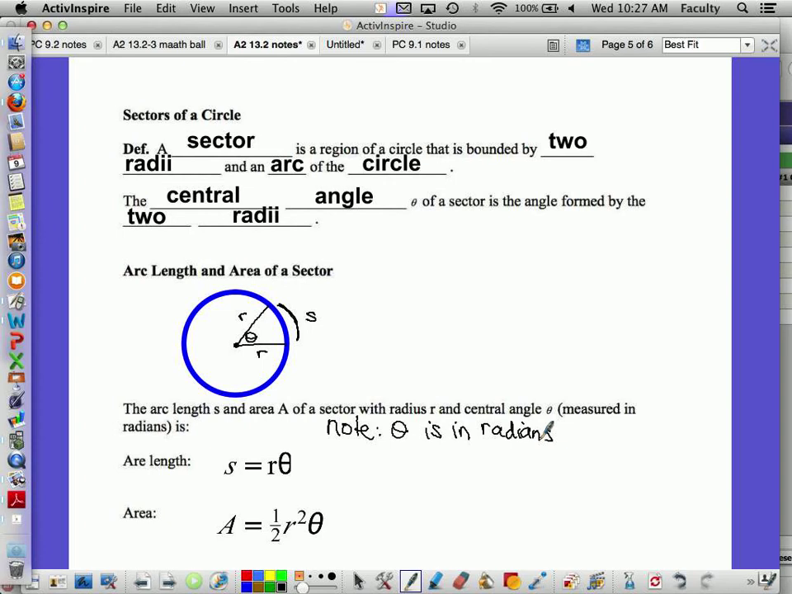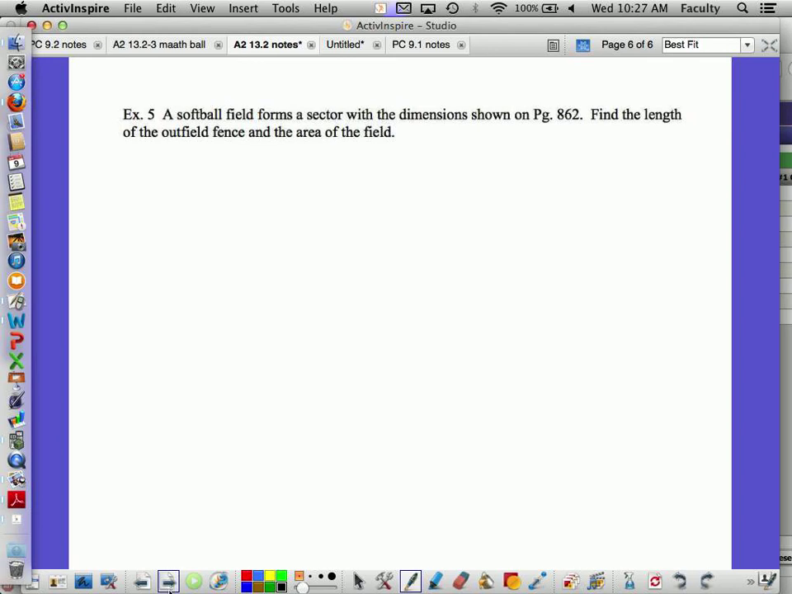The area is 1/2 r squared theta. You guys, these two formulas are on the ACT. So arc length, r theta, and area of a sector, 1/2 r squared theta. Those are two you'd like to know. But in both cases, theta has to be in radians.